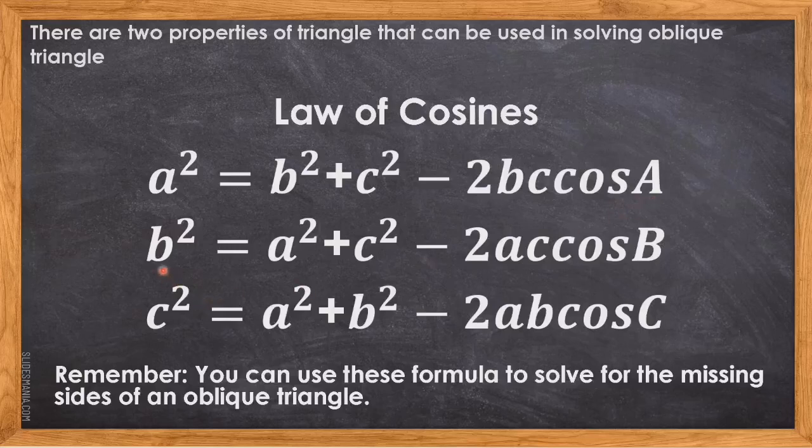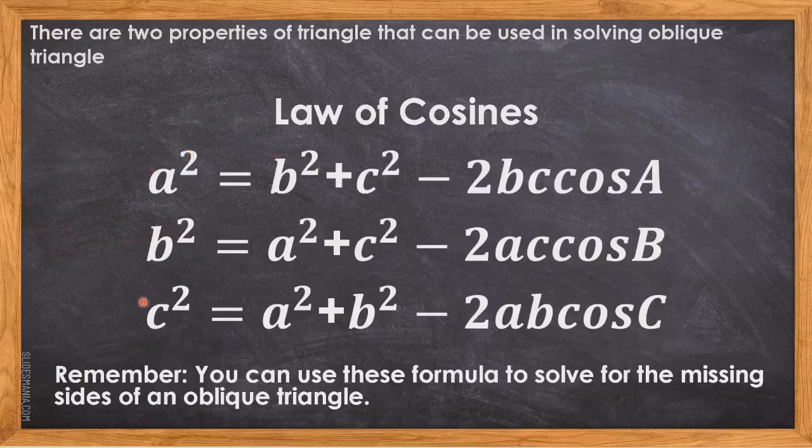Pag B naman yung nawawala, ito naman yung ating gagamitin. So, B squared is equal to A squared plus C squared minus 2 times A times C times cosine of B. Kapag C naman yung nawawala, side C, C squared is equal to A squared plus B squared minus 2 times A times B times cosine of angle C. So, ito ay using the law of cosines kapag ang nawawala ay ang isang side.